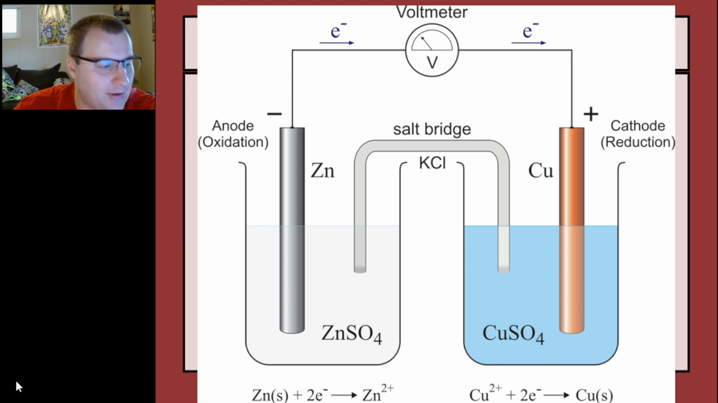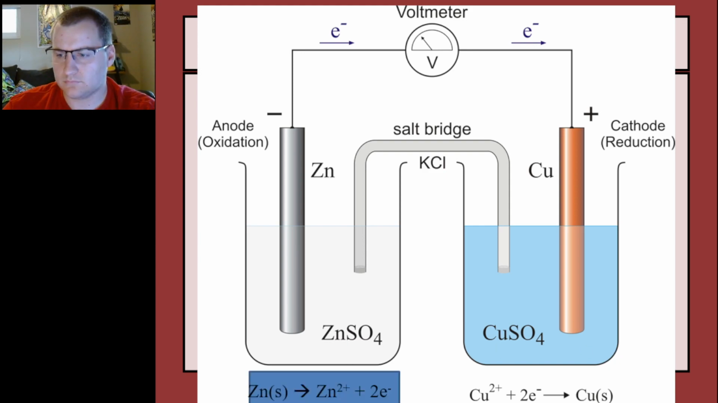Okay, this is a bit of a typo here, so pause one moment. Okay, so I corrected it real quick. Here I flipped it around, okay? So we have zinc solid is going to split apart into zinc 2+ and 2 electrons.